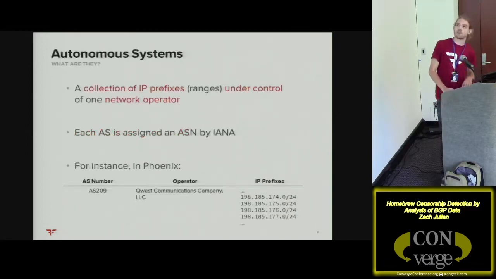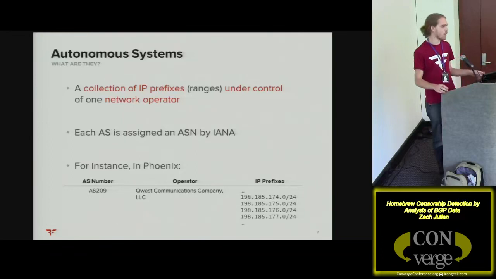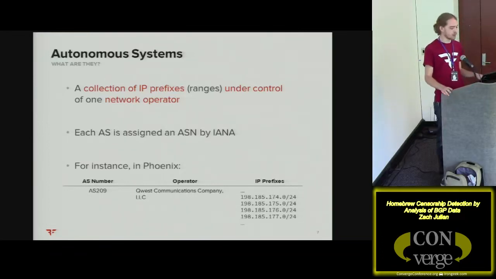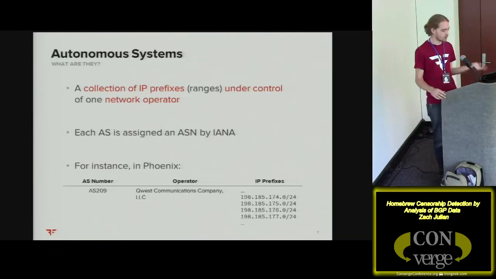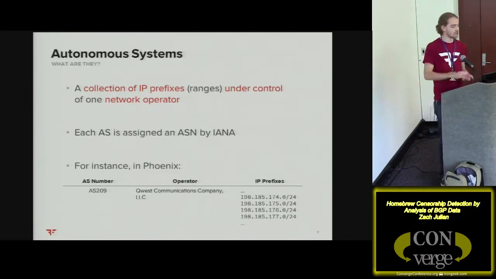So what's an autonomous system? An autonomous system is just a collection of IP prefixes or an IP range that are under the control of one network operator. And like I mentioned, this is typically an ISP, a university, a government, or a company that just has a lot of IP ranges. Each one of these sets of IP ranges is assigned to an autonomous system, and those autonomous systems are assigned an autonomous system number, or an ASN, by the IANA.